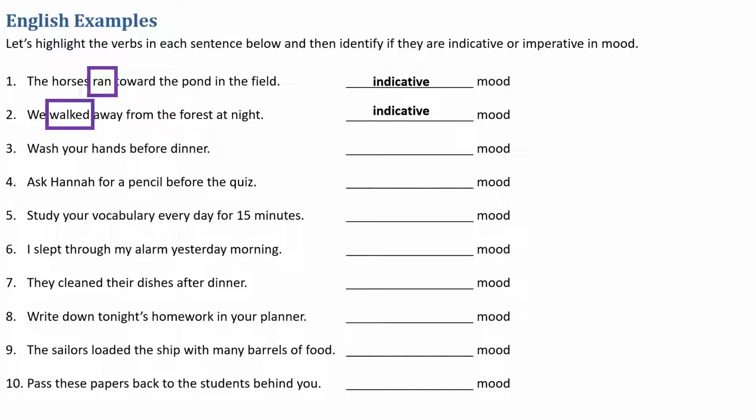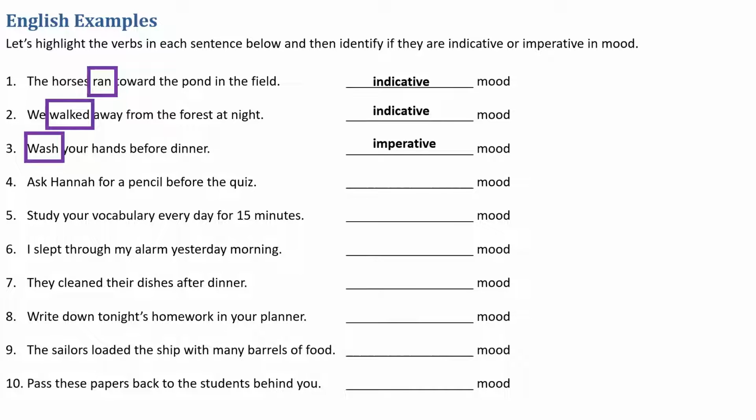Number 3 says, wash your hands before dinner. Where's the verb? Wash. Okay, so ask yourself, are you being told to do something, or is this simply something that happened? Here you're being told by somebody to do something. That's the imperative mood. It's a command or an order.